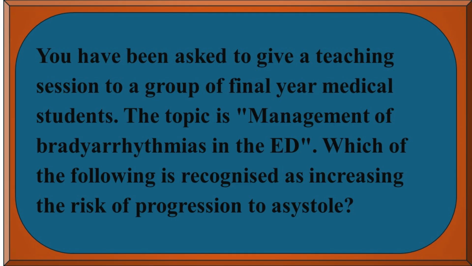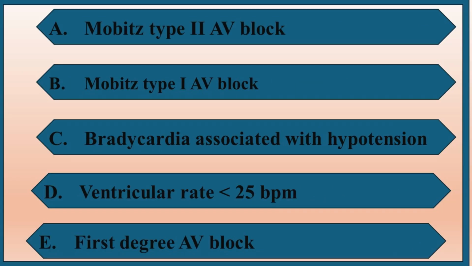Which of the following is recognized as increasing the risk of progression to systole? Options are A. Mobitz type 2 AV block. B. Mobitz type 1 AV block. C. Bradycardia associated with hypertension. D. Ventricular rate less than 25 beats per minute. E. First degree AV block.